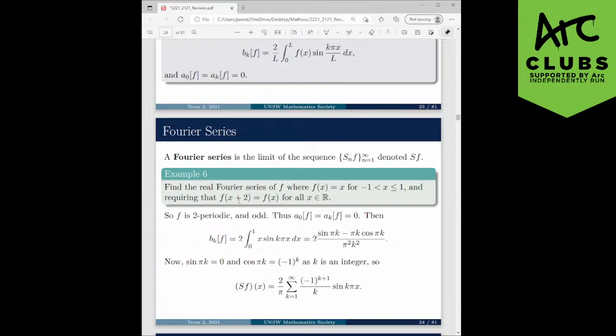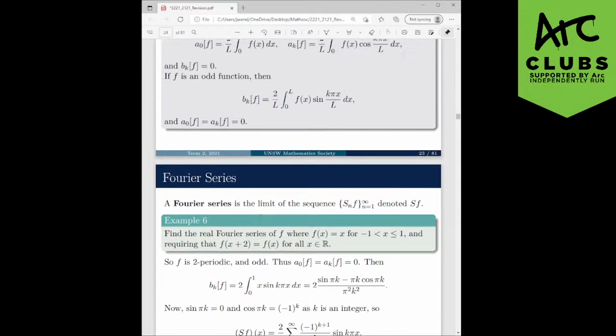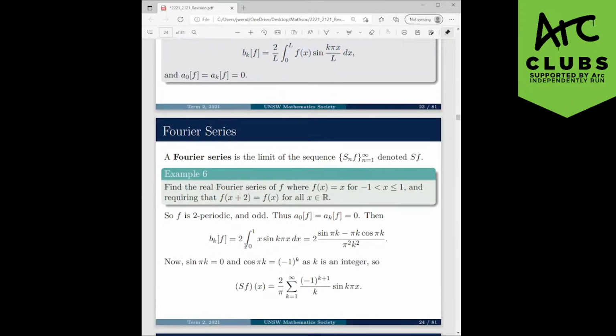And this is an odd function. F of x equals x. It's your typical straight line, gradient 1, intercept 0. So this is a 2 periodic odd function. Because f is odd, you recognize from up here that A0f and AKF are both 0. So you don't need to work them out. All you need to do is apply this fabulous formula for BKF, and you have all the coefficients you need for your Fourier series.